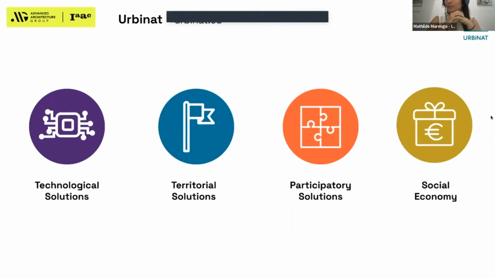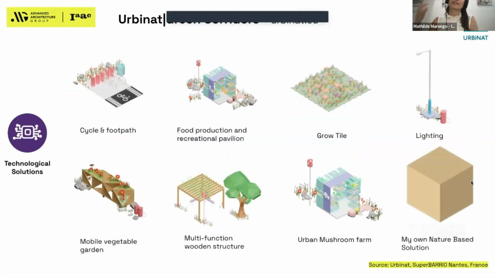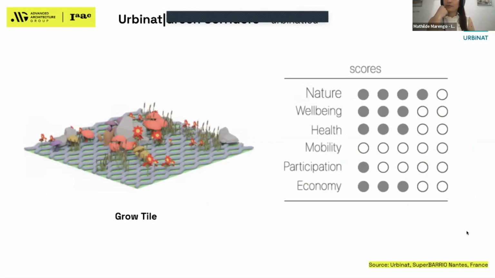As you saw previously, the project of URBANAT is strongly focused on the implementation of innovative and inclusive nature-based solutions. So the modules or the elements that were implemented within the Super Barrio game have been adapted to these thematics and based on a series of KPIs that have been developed through the URBANAT project, the EU project in itself. So we find technological solutions, territorial solutions, participatory solutions, and social economy solutions. These include a series of different solutions, but also with the option always to design your own nature-based solution within this category. As within the previous edition of Super Barrio, the elements that you had were scored against nature, well-being, health, mobility, participation, and economy.